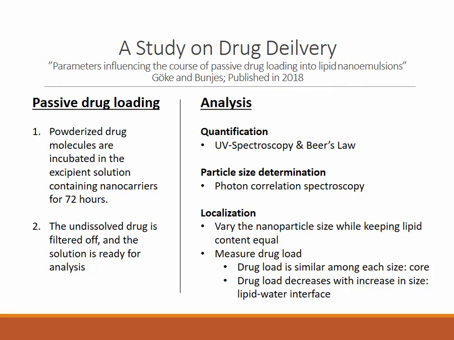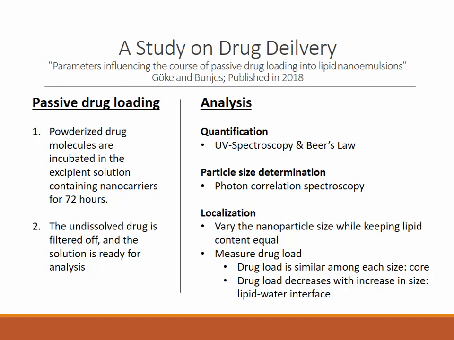Next, they used a process called photon correlation spectroscopy. A little bit more complicated of a process. My understanding is they bounce photons off at a specific angle, and they use that measurement to determine the size of the nanocarrier. You'll see why that's important as they determine the localization of it.